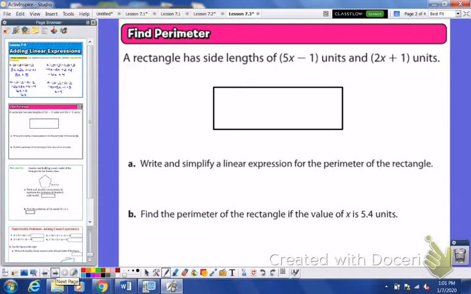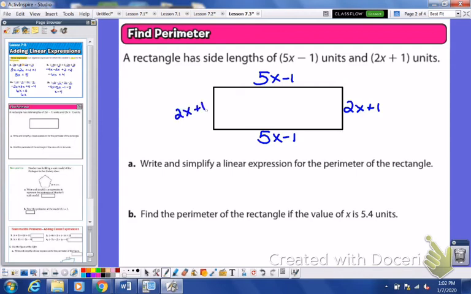Now, applying this idea. Finding the perimeter. A rectangle has side lengths of 5x minus 1 units and 2x plus 1 units. So it doesn't matter which sides we're picking. If I make my longer side here 5x minus 1 and my shorter side 2x plus 1. So part A, write and simplify a linear expression for the perimeter of the rectangle. So perimeter of a rectangle, we know we have two sides. Our opposite sides are the same. So that's 5x minus 1. This is also 5x minus 1. If this is 2x plus 1, this side is also 2x plus 1.